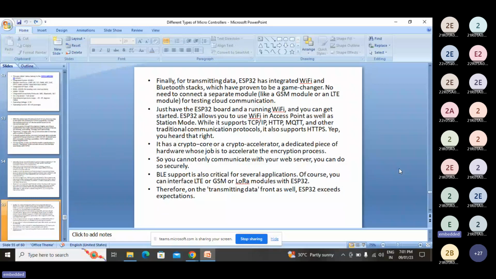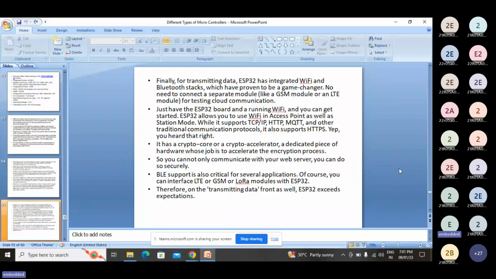No need to connect a separate Bluetooth module, like a GSM module or an LTE module, for testing cloud communication. Just have the ESP32 board on a running Wi-Fi and you can get status. ESP32 allows you to use Wi-Fi access point as well as station mode, while it supports TCP and IP, HTTP, MQTT, and other traditional communication protocols.